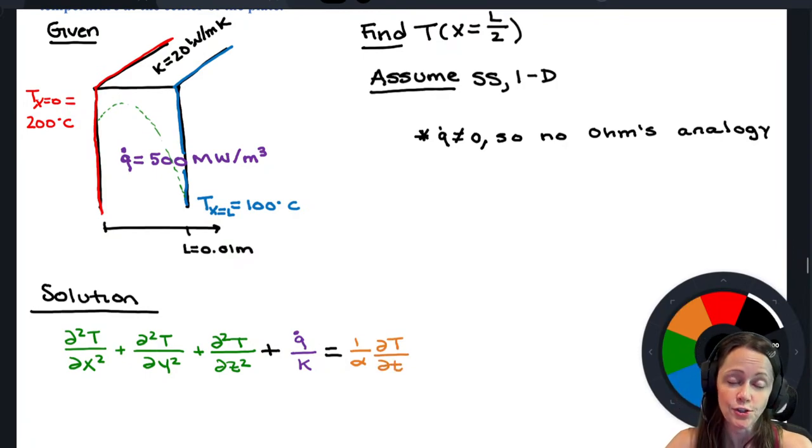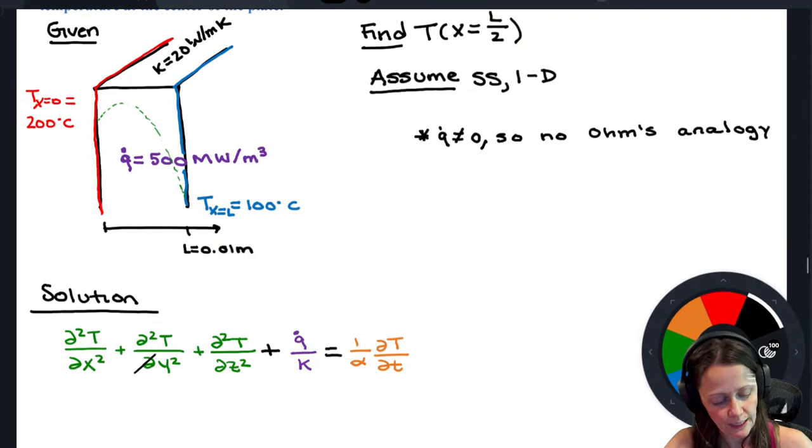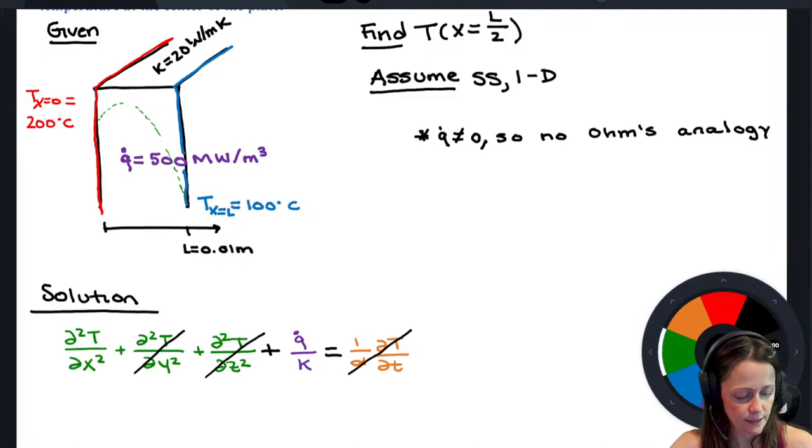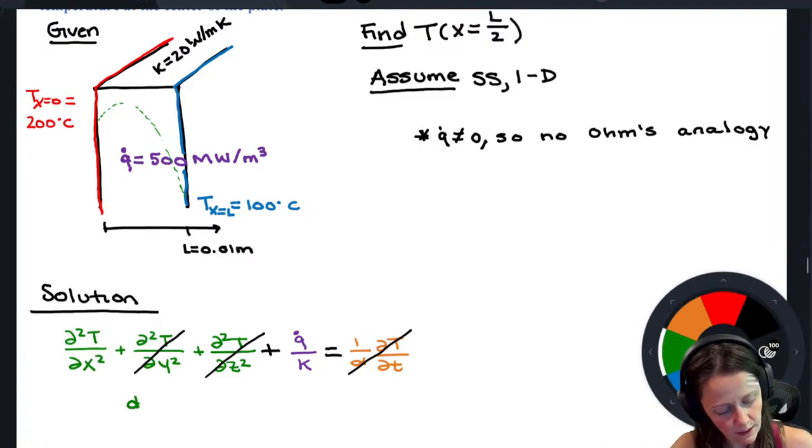A lot of these things are going to go away, right? It's one dimensional, so this guy and that guy go away. And then it's steady state, so that last guy goes away. All right, so I can get rid of the partial. Now it's just a regular old second derivative equal to negative q dot over k.